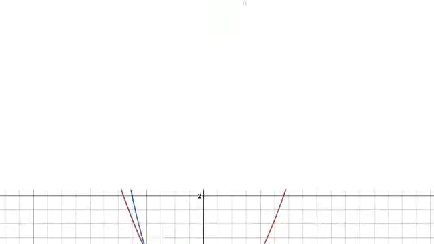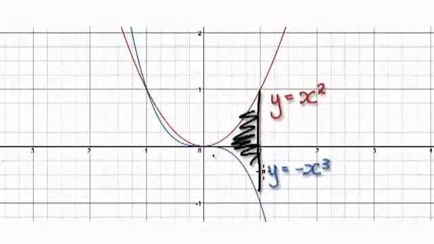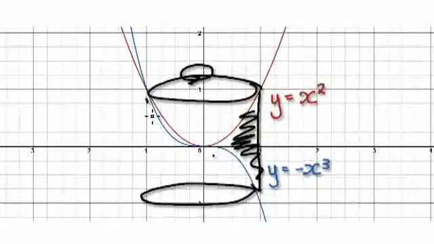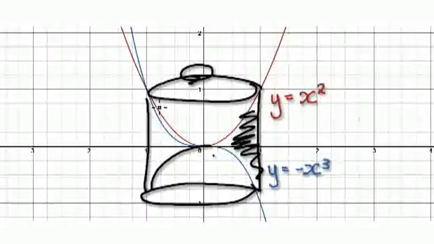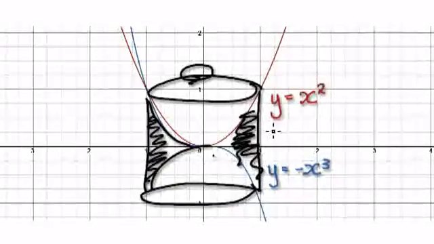Following on from the previous video, we were trying to work out the volume of this solid. We are going to rotate it 360 degrees along the y-axis. When you rotate it, it will look something like this. So this is our solid here. Our aim is to work out this volume.